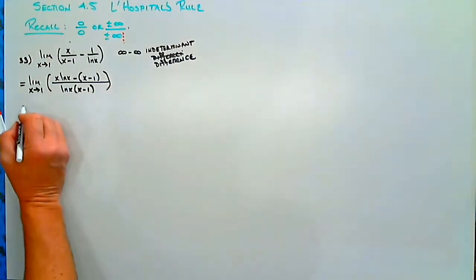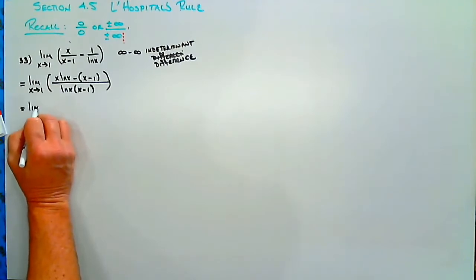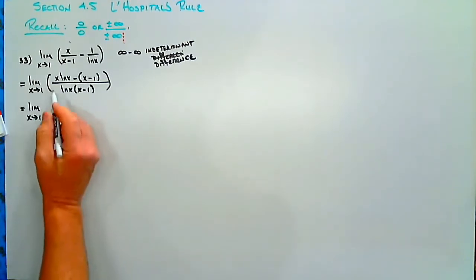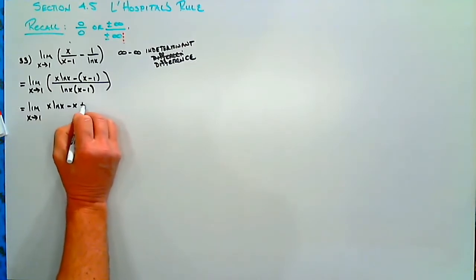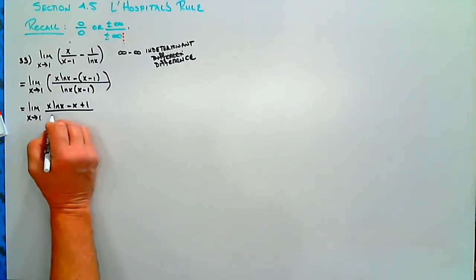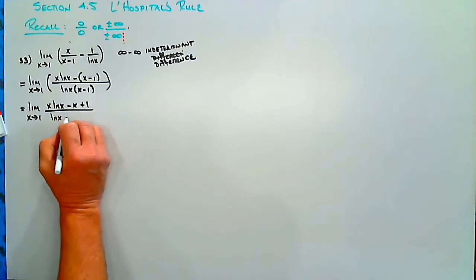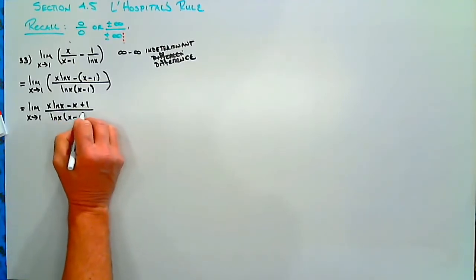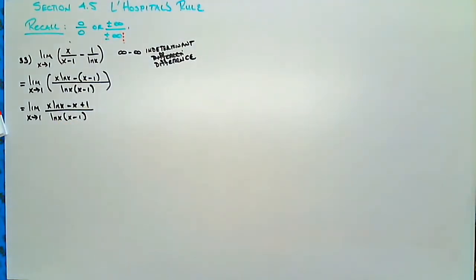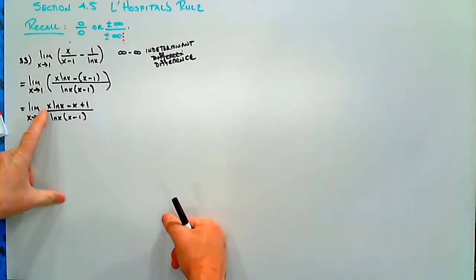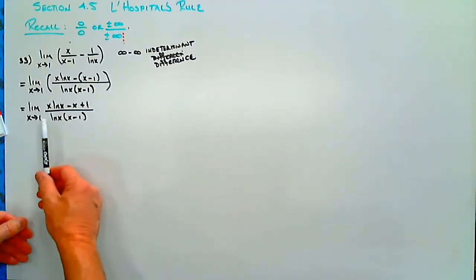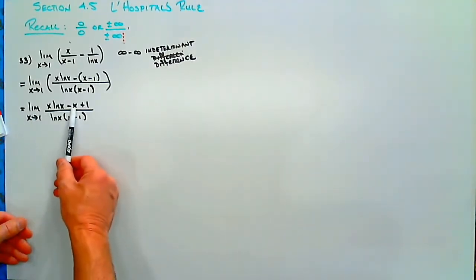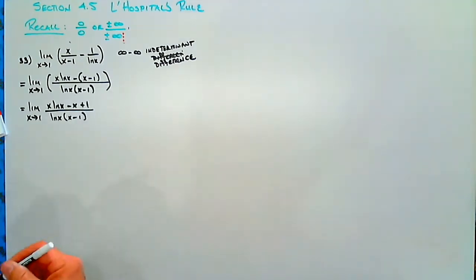Now, if we simplify that, what are we left with? We get the limit as x approaches 1 of x ln of x minus x plus 1, all divided by ln of x times x minus 1. Now, I don't know if this has gotten any better or any worse. Let's take a look and see what we get. When we put 1 in here, we get 1. When we put 1 in here, we get 0. So we get 0 there, minus 1, plus 1. So the numerator is going to be 0.